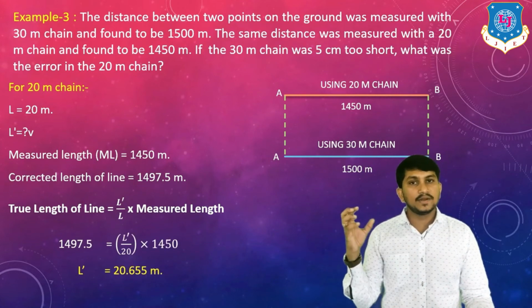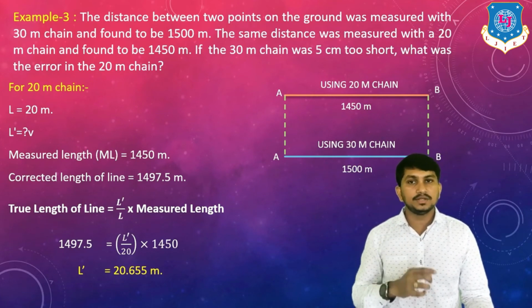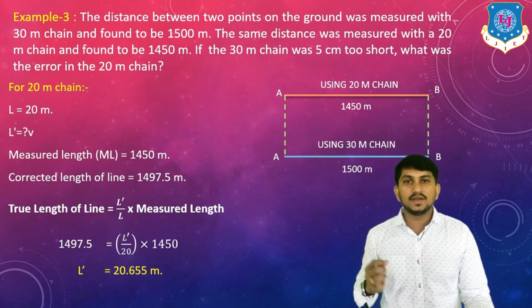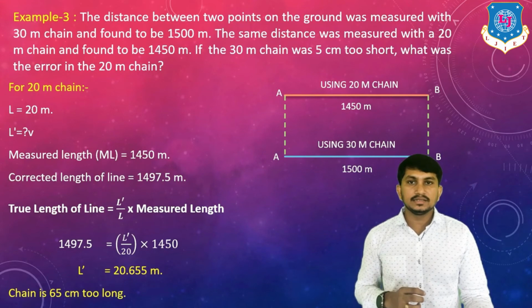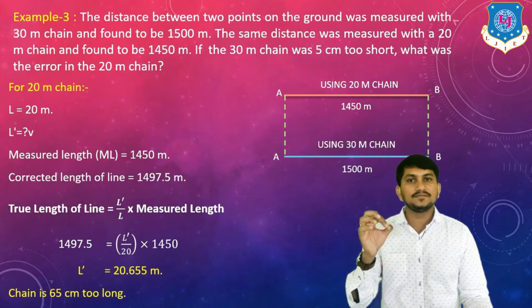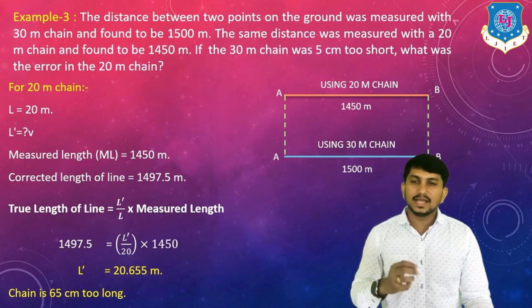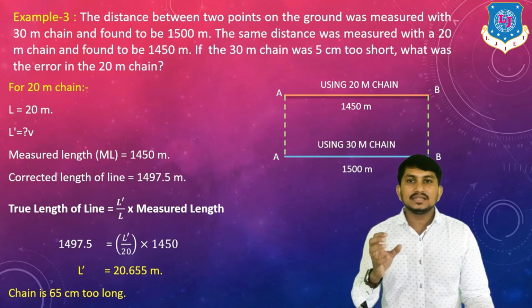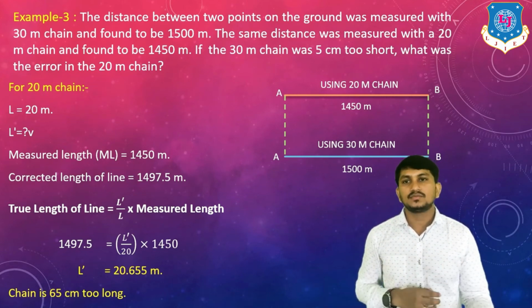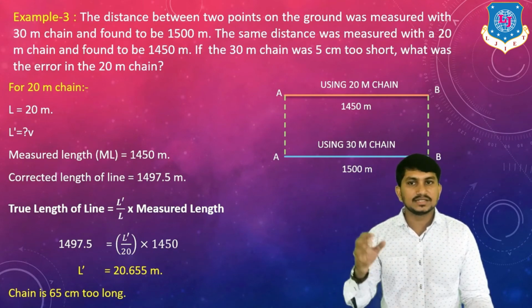So L dash is equal to 20.655 meter. Here the actual length of the chain is 20 meter and the incorrect length of the chain is 20.655 meter. So the error in chaining is 65.5 centimeter. Because L dash is higher than L, the error in the chain is 65 centimeter too long. So this is the error in the 20-meter chain, which is required in the example.